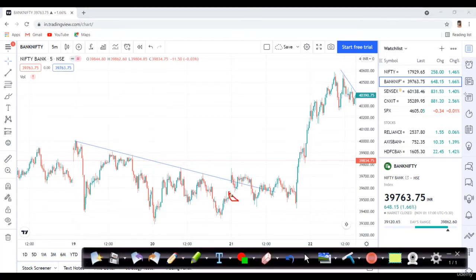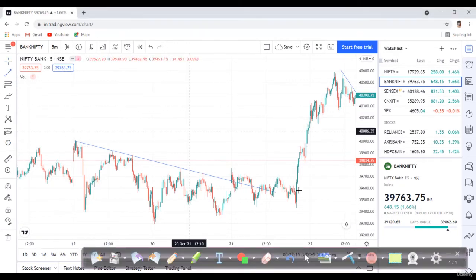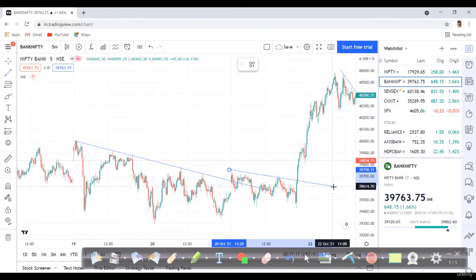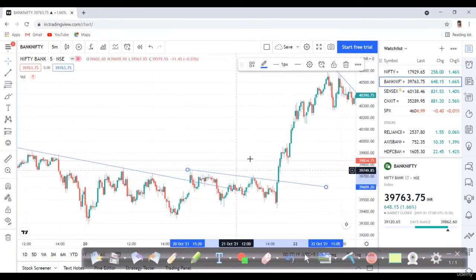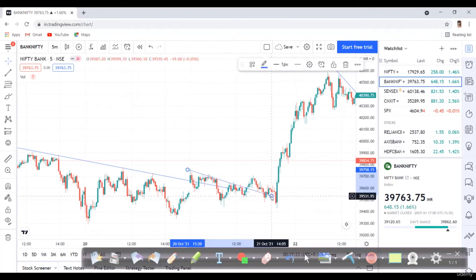The market directly closed here and opened at this level, but still the market is able to sustain above this trend line. And if I draw that day's trend line, which the market already broke, that means the market actually started moving upside. But in the real market, your trend line should be here, something like this one.